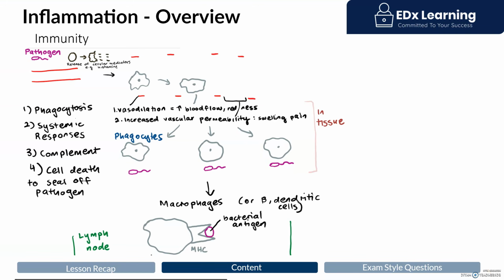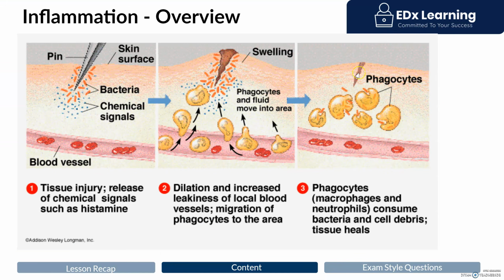Now, here's a deeper visual image for you to understand. You can see a pin going through the skin, delivering bacteria. Now, eventually the bacteria are going to invade through the tissue and they're going to meet a white blood cell. And the white blood cell is going to trigger the alarm. It's going to release those chemical mediators, where the main one I want you to know is histamine.